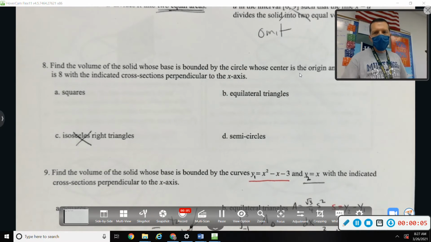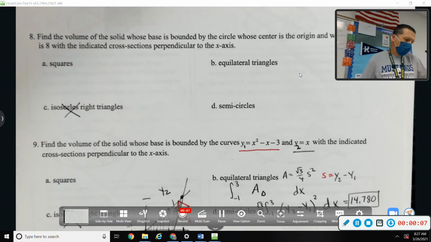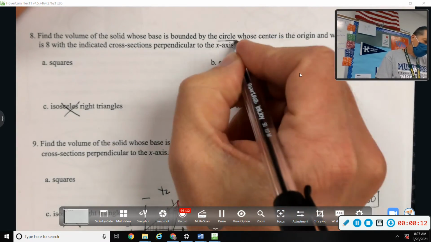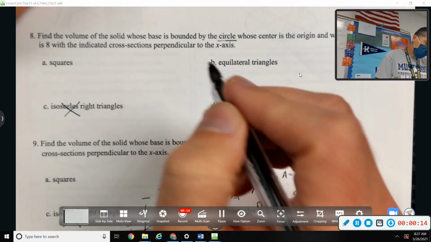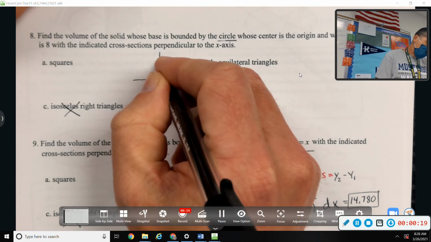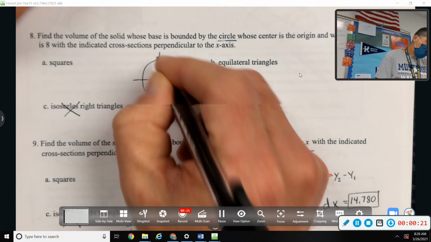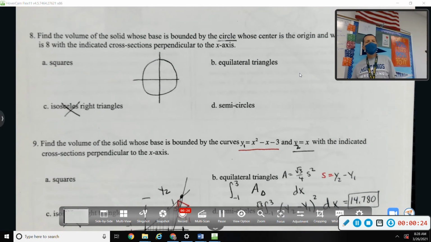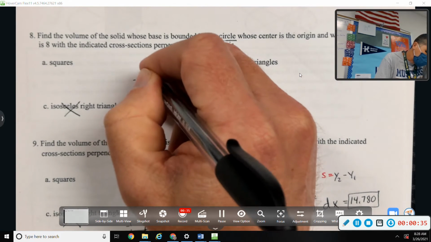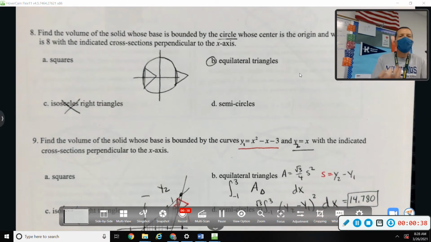All right, looking at 8b from the cross-section worksheet. Find the volume of a solid whose base is a circle with radius 8. Nick, which one did you want? B, equilateral triangles? So there's our base, and we're going to be looking at the equilateral triangles coming up out of the page.